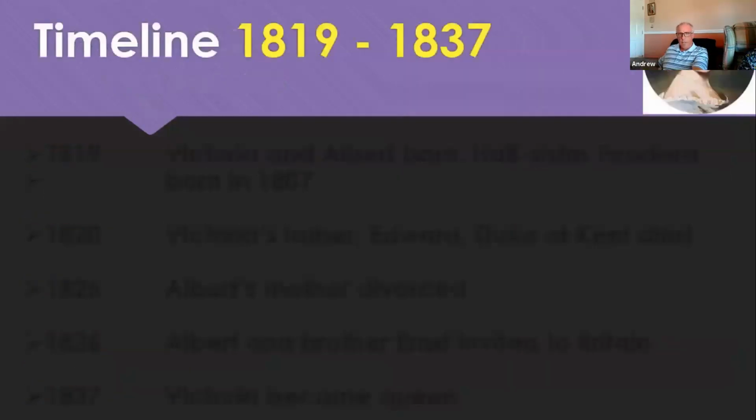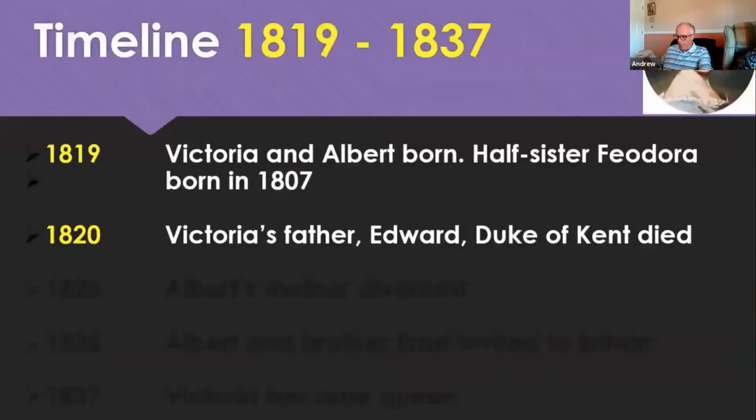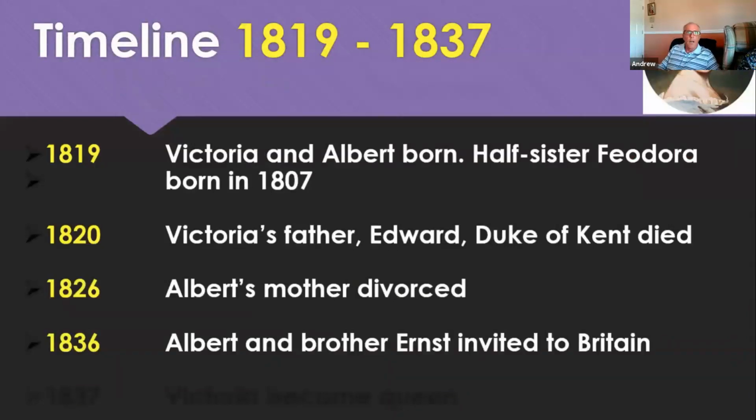So let's just very quickly look at the timeline of Albert and Victoria. They're both born the same year. And Victoria, in fact, has a half sister. Her mother, Victoria's mother, was married before. And obviously her second husband was Victoria's father. And they marry in order to produce that heir. We talked about that, you know, George III had all those children, but no legitimate grandchildren. So there's sort of this race on to produce a legitimate heir. So she remarries.